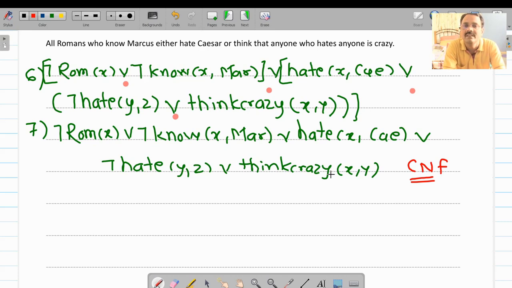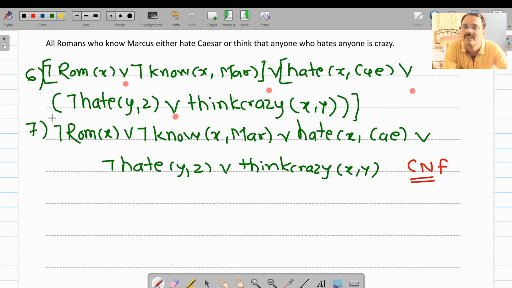Now step number 8 is consider each conjunct as a separate clause. Here there is only one conjunct. All are connected by ORs. Had it been something like such a term and some other term, then we would have applied step number 8. Since step 8 is not applied, step 9 will not come into the picture, because step 9 is: if one clause results in more than one clause, then you standardize variables. Already this is the required standard form.